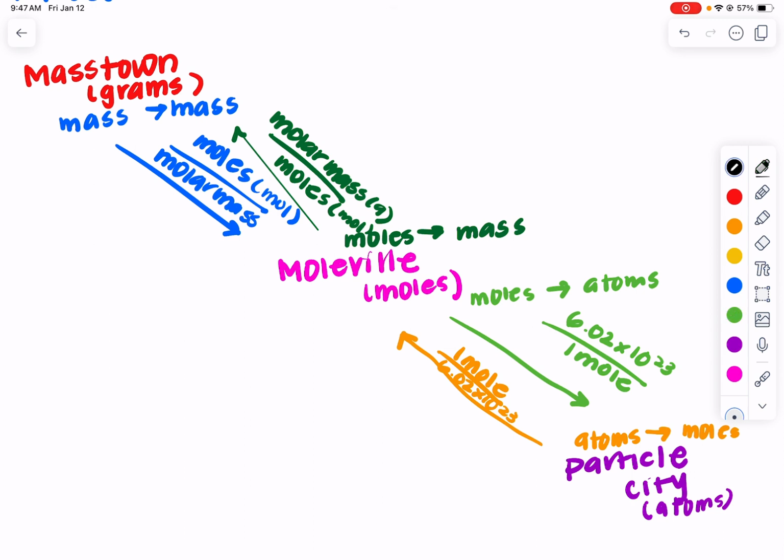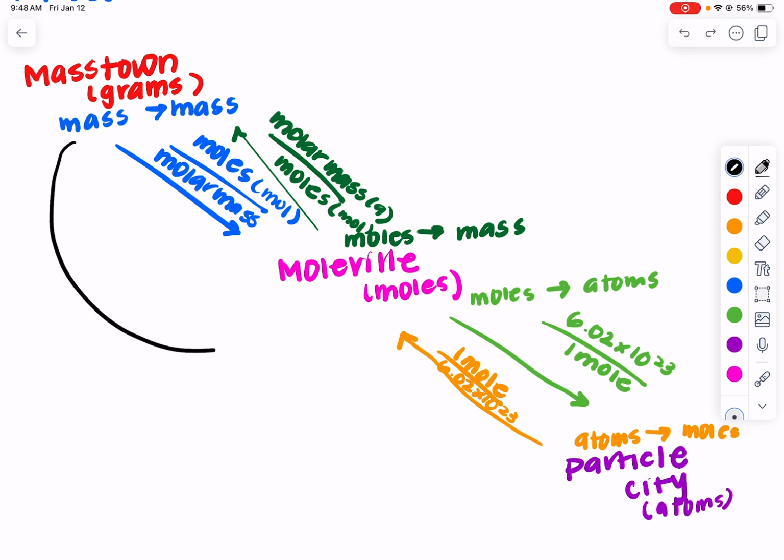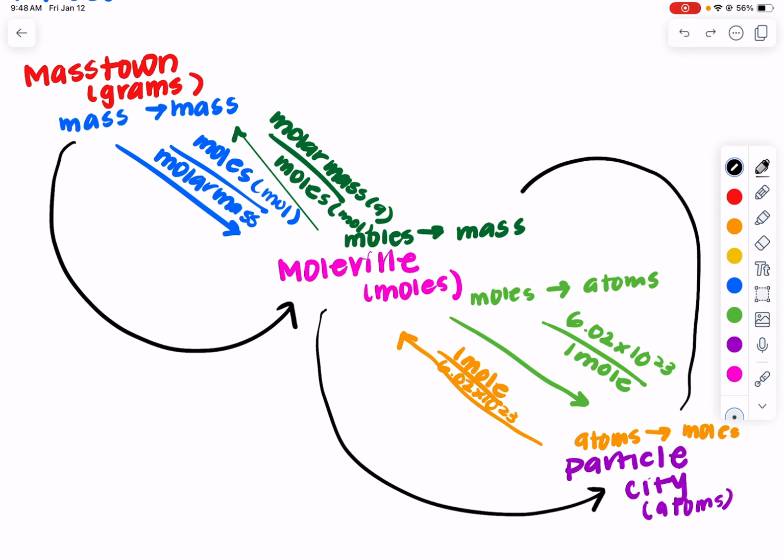Okay. And finally, if we wanted to go from mass to particles, we can't just do it straight away. Okay? We have to go from mass to moles to particles. Same thing if we wanted to go from particles to mass, we can't do this. This is incorrect. We have to go from particles to moles to mass.